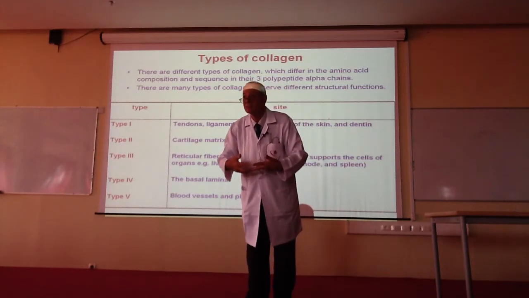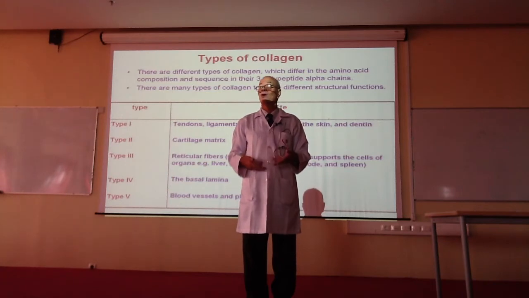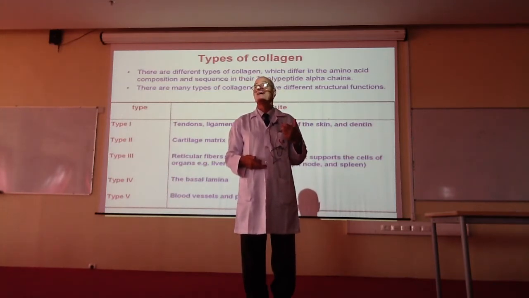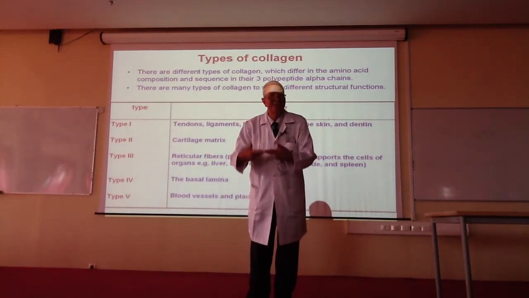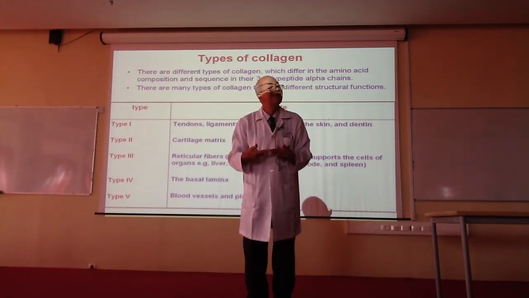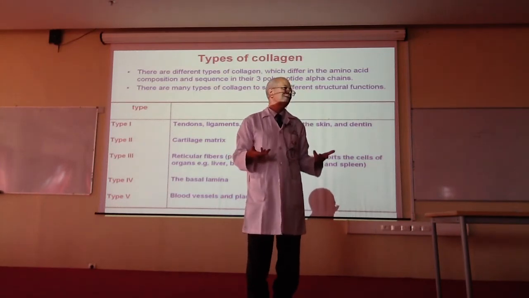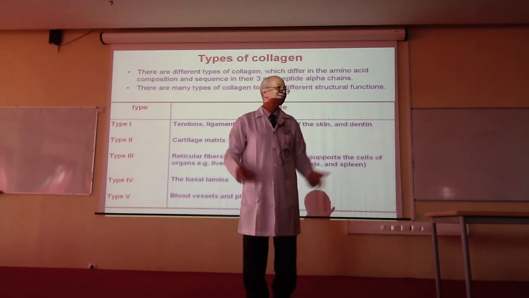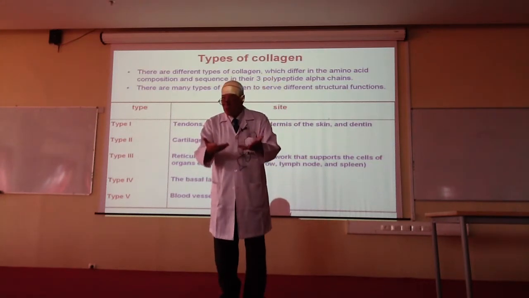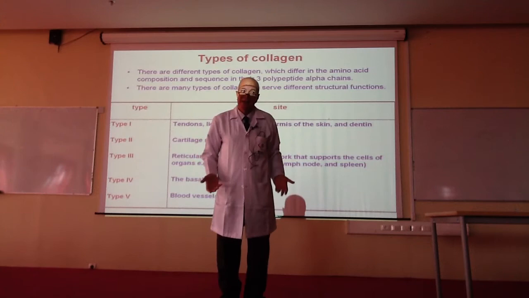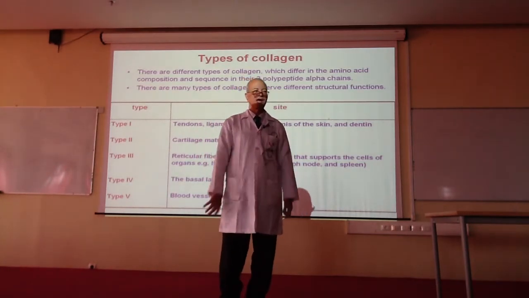Parenchyma cells. Give me examples of parenchyma cells. Hepatocytes, lymphocytes, adipose cells. Very good. Bone marrow. Who supports the cells which are formed in the bone marrow? Reticular connective tissue.